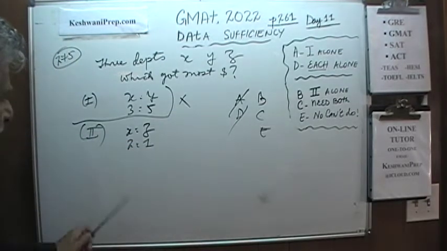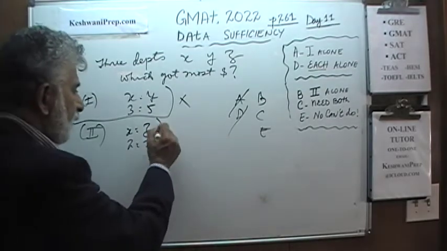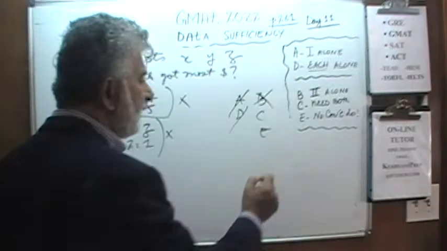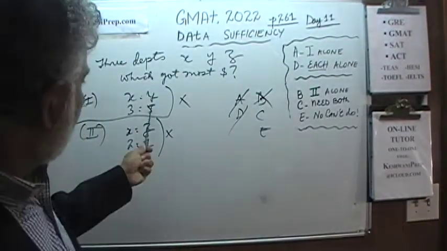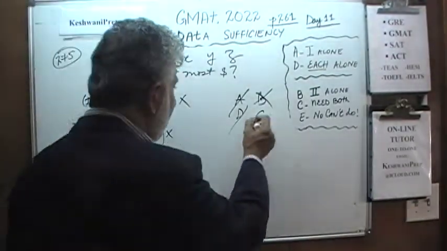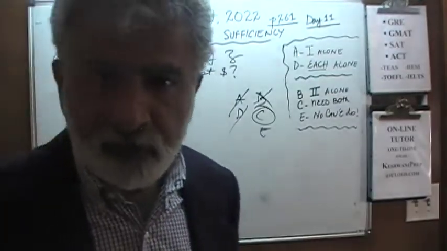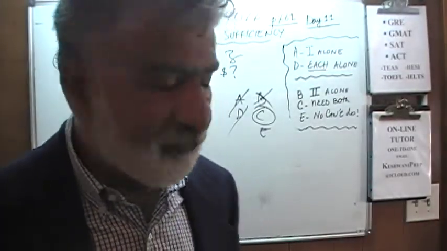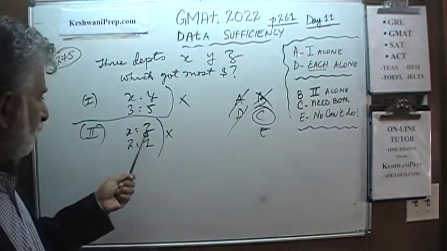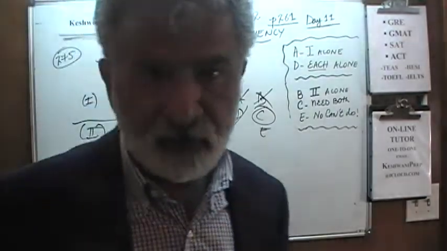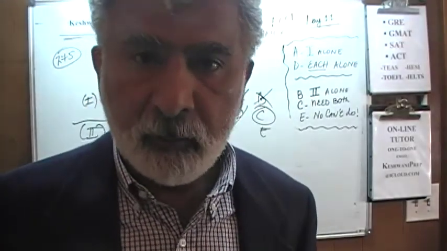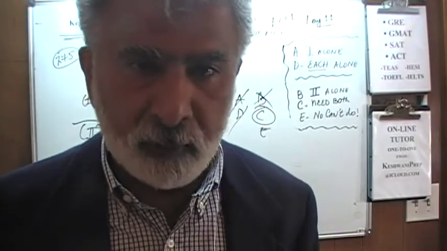Simply knowing that department X got more money than department Z did, again does not tell us which department got the most money out of the three. But it's only when we put them together we can do the job. The answer is C. Now if you're able to see right away that when you put them together, if we know the ratio of X to Y and if we know the ratio of X to Z, we can figure out the ratio of X to Y to Z. If you're able to see that right away, we don't have to do any more work. We can move on to the next question.